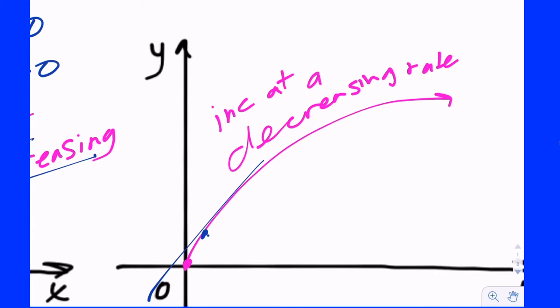Let's look at the slopes here. Pretty steep, positive. A little less steep, positive. And even less steep yet, positive. Slopes are still positive, but are they increasing or decreasing? Now the slopes are decreasing. So f prime is still greater than 0, but now f double prime is less than 0.